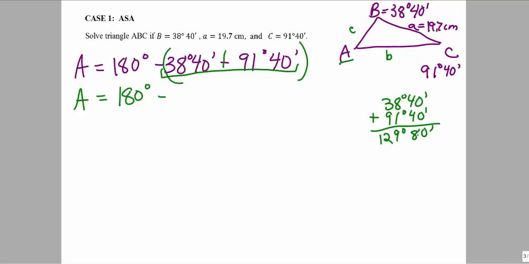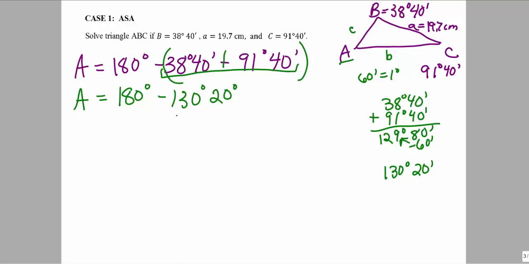And we talked about before that 80 minutes is usually not how we would write that. We would actually borrow 60 minutes and call that a degree. So we know that 60 minutes is the same thing as 1 degree. So we're actually going to call this 130 degrees and 20 minutes. So 130 degrees and 20 minutes is the sum of the other two angles that we were given.